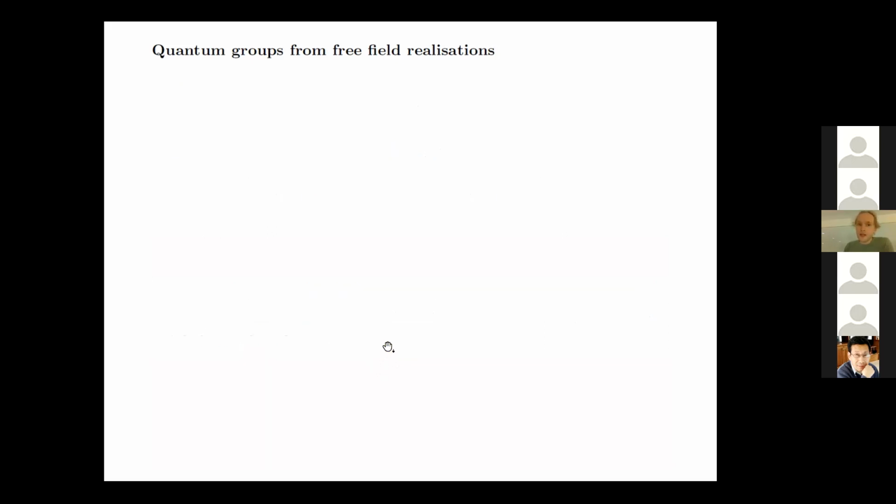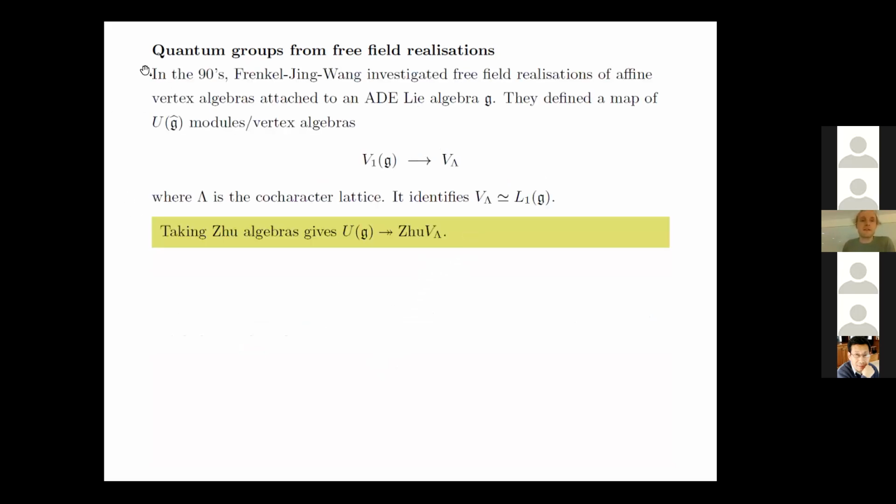Now in the 90s, there was a lot of work on free field realizations, and even now. But in the 90s, there was a particular free field realization which will probably be useful here. Frenkel, Jing, and Wang, for any ADE Lie algebra G, defined the free field realization of the affine vertex algebra at level 1. So there's a surjective map to the lattice vertex algebra attached to the co-character lattice, and it identifies this both as a representation of U of G hat and as a vertex algebra with the simple quotient of V1G, the Weyl module.